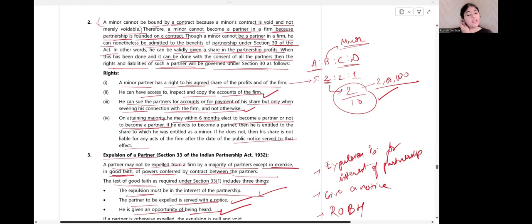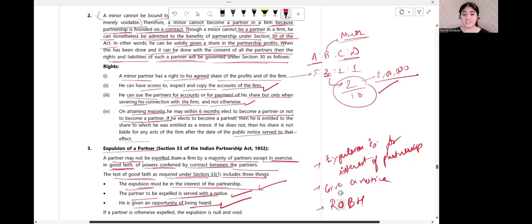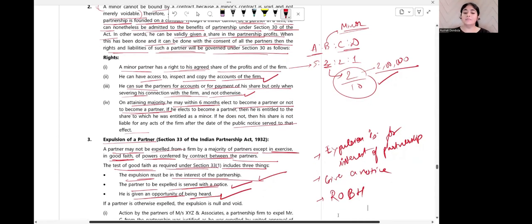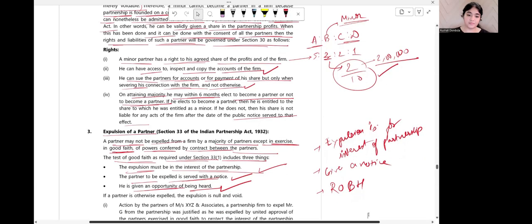So now do you think Mr. G should be removed from the partnership firm? Remove. Yes. We are doing it in good faith, but we have to give him a notice and we are doing it in the interest of the partnership firm. And along with this, you have to give him an opportunity of being heard.